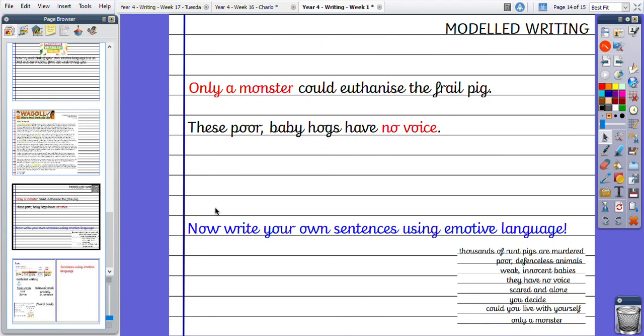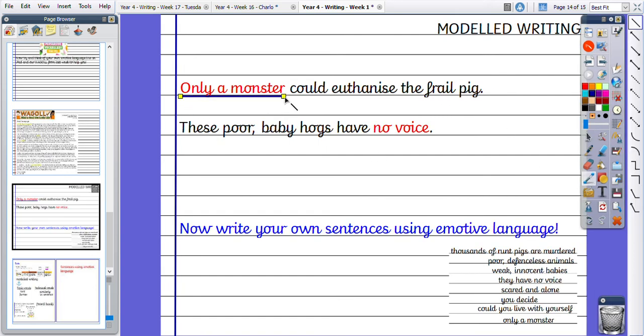Okay then. What you are going to do with your vocab now is you're going to turn it into sentences. So you are not writing your letter today, you are writing sentences that you could use in your letter. So separate sentences. And I've given some examples here. I've chosen my piece of vocab, so only a monster, and I've put only a monster can euthanize the frail pig. Okay, so I've persuaded by using only a monster, I've used euthanize, and I've used frail. So I'm describing the pig as really weak and poor.